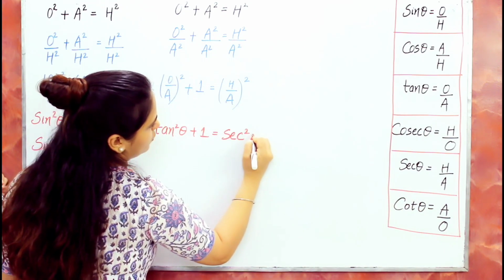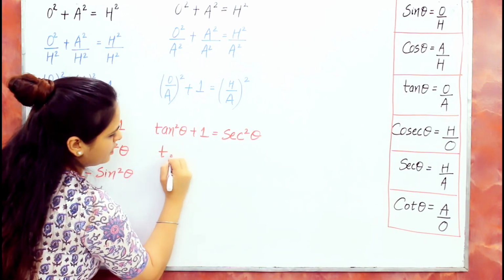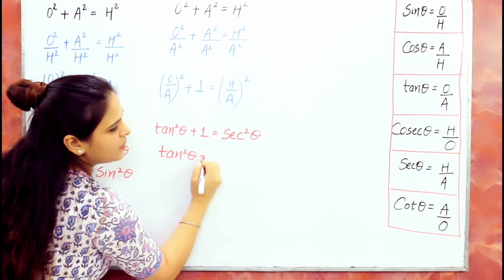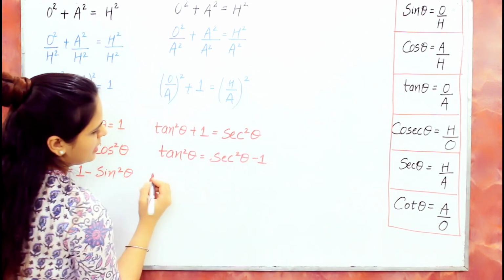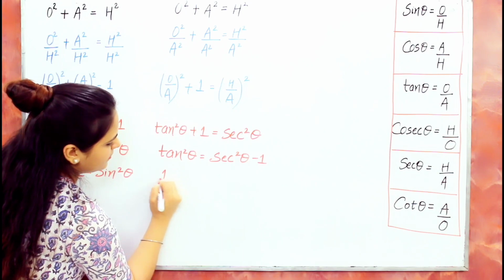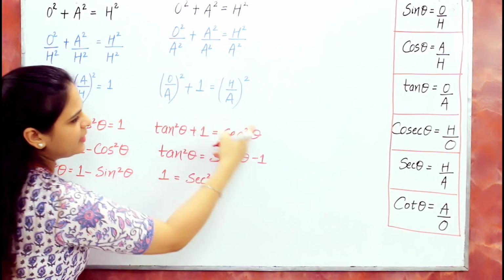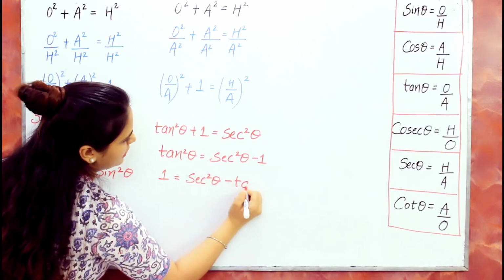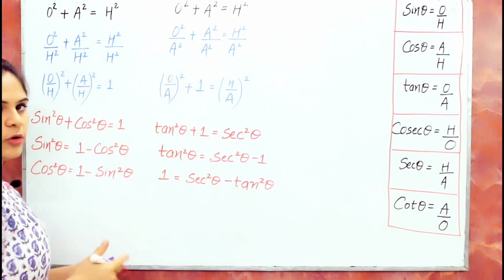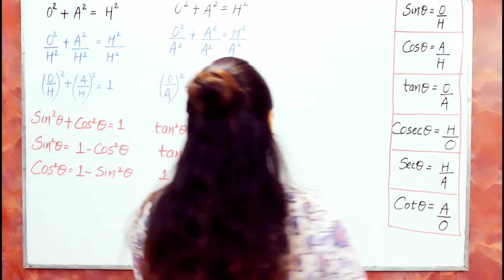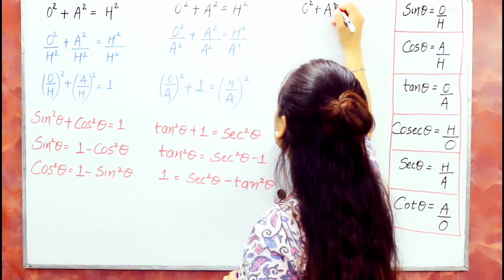So this is secant square theta. And this can be written as tan square theta is equal to sec square theta minus 1. And another way to write it is 1 is equal to sec square theta minus tan square theta, by shifting this term to the right hand side. So 3 more trigonometric identities, and again we are going to write Pythagoras theorem.